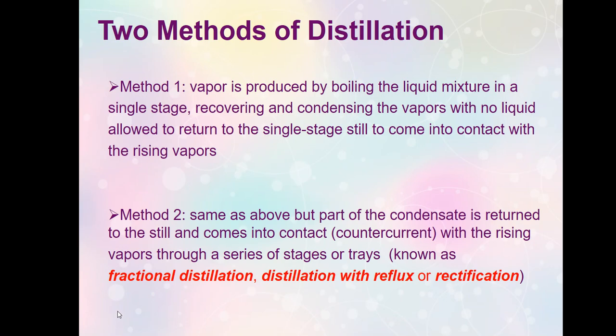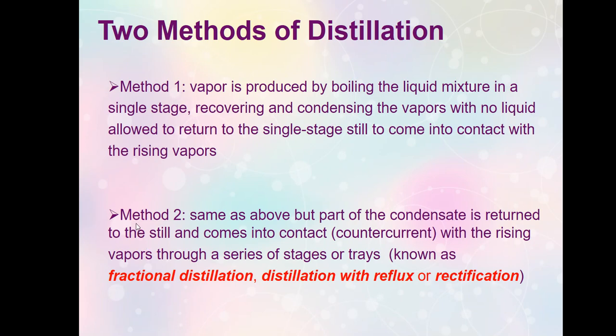Now, when we speak of the process of distillation, there are two methods. One method is when vapor is produced by boiling the liquid mixture in a single stage, recovering and condensing the vapors with no liquid allowed to return to the single-stage still or equipment to come in contact with the rising vapors. Method 1 does not have what we call reflux, because in this case all vapors are withdrawn and condensed, so they are all converted into liquid.